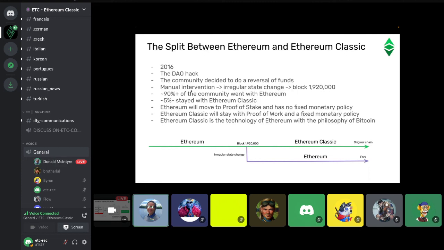Ethereum will move to proof of stake, as I said before, and has no fixed monetary policy. That's a big difference between Ethereum and Ethereum Classic. Ethereum Classic will stay with proof of work and a fixed monetary policy. And you could say that Ethereum Classic, because it has the base of Bitcoin, but it has smart contracts, is the technology of Ethereum with the philosophy of Bitcoin, because we have the same principles.